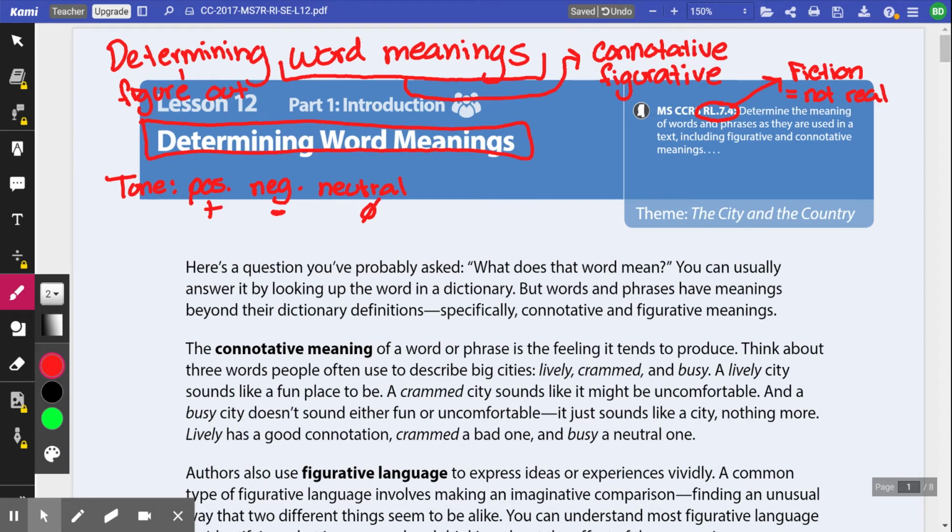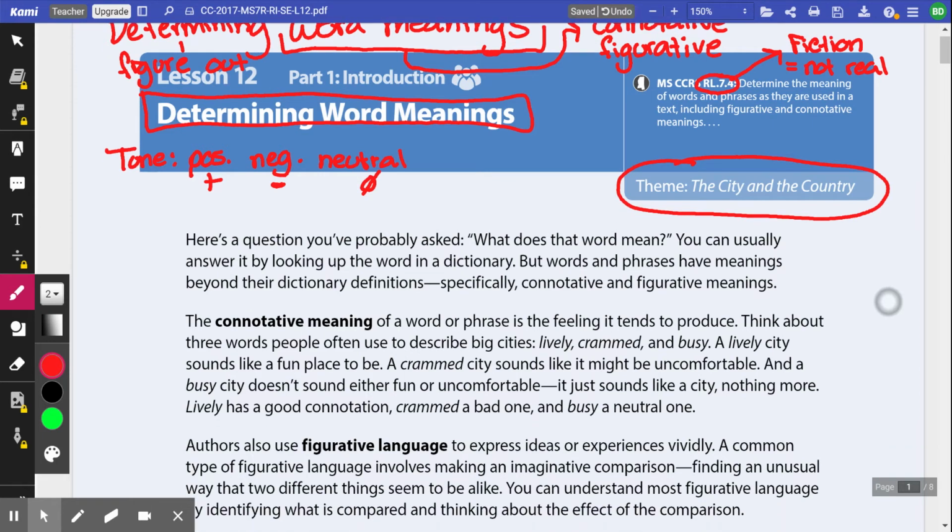Sorry guys, let's look at our theme. Get a little ahead of myself. Our theme for this lesson, lesson 12, is going to be the city and the country. So every text that we're going to look at is going to have something to do with the city and the country. And those kind of contrast each other, right? They're very different. So we'll get to that and we will see how contrasting and similar they are as we go. Okay, now we are finally ready for our introduction.